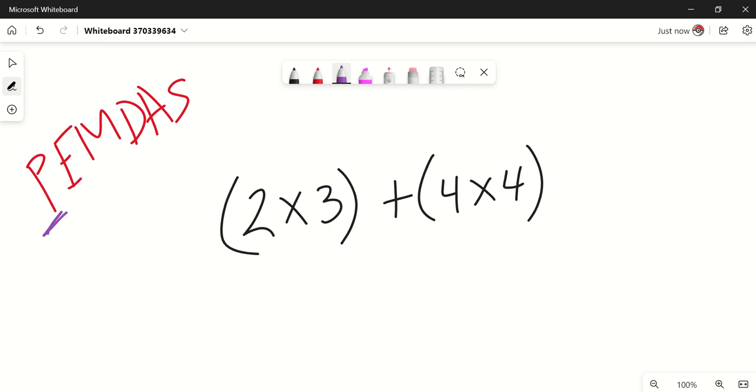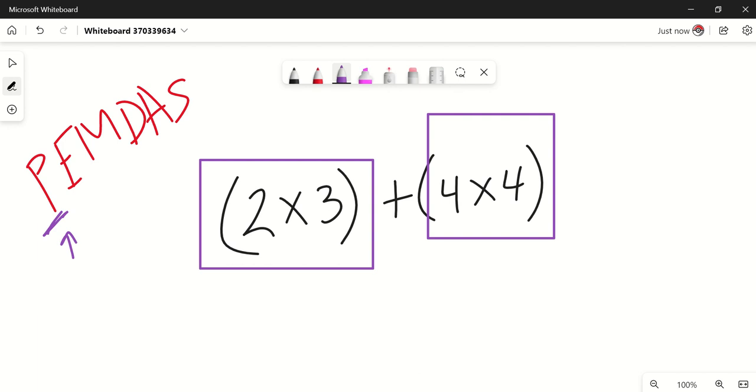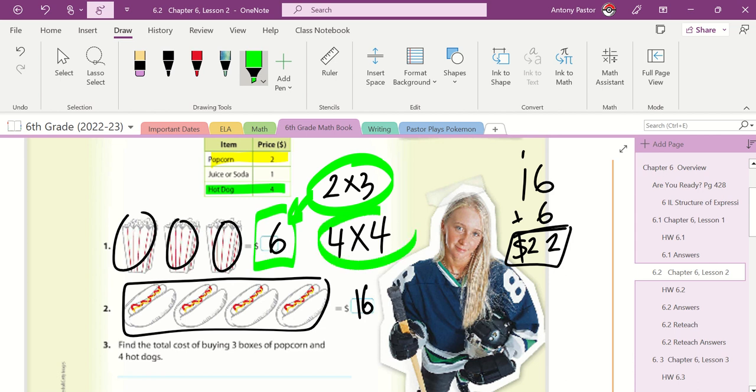The first thing is we do everything in parentheses, hence why I wrote these in parentheses here. I'm going to do these multiplication problems first and then add them, just like I did here when I did 2 times 3 to figure out that popcorn would cost me $6. And the same thing here when I did 4 times 4 to figure out that hot dogs will cost me $16. Sorry if I said hot dogs over here. Popcorn cost me $6 and hot dogs cost me $16.